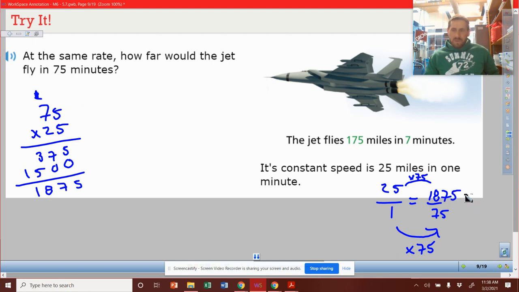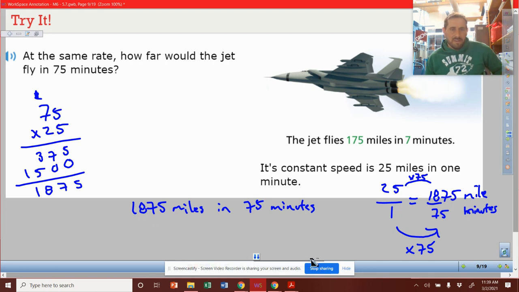What does this mean? When we had miles up here and we have minutes down here. So just write in a sentence. 1,875 miles in 75 minutes. So you kind of put, the jet can fly 1,875 miles in 75 minutes.